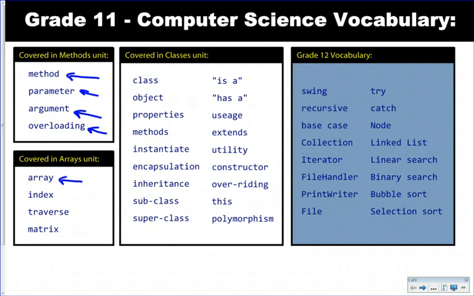The methods unit is an incredibly important unit for coding, but it didn't have many words to remember. Arrays unit: array, index, traverse, matrix. Also not that many words. You could also put length on there. That was maybe a word you had to learn in that unit. But not that many words to learn.